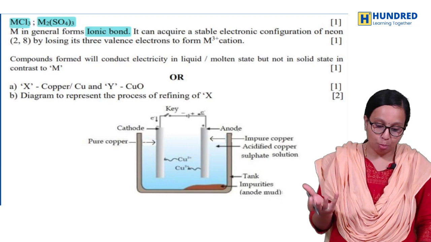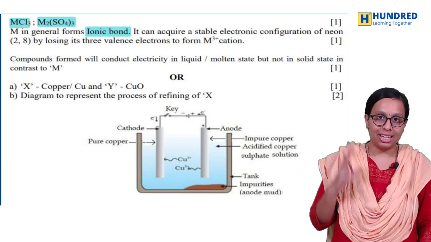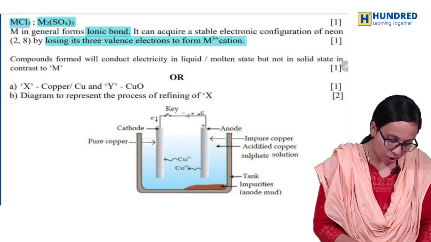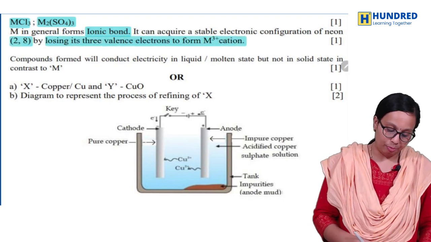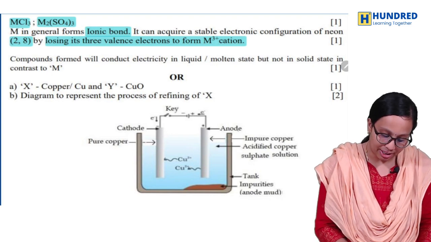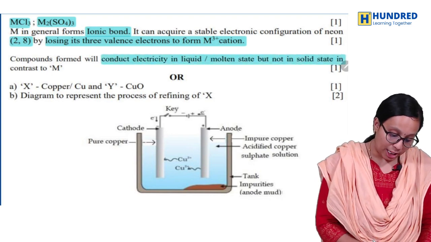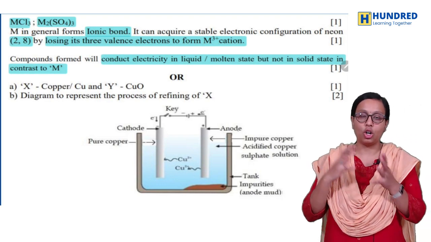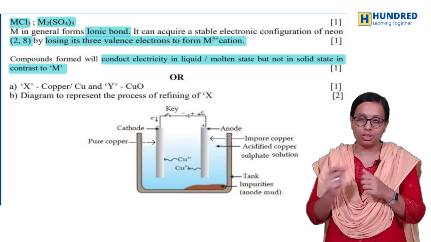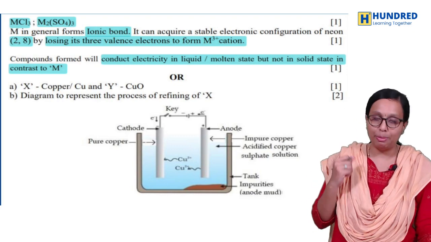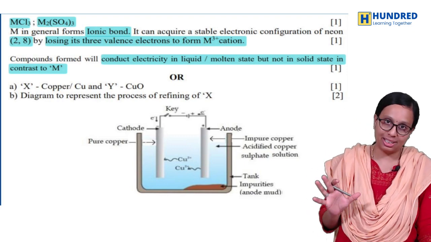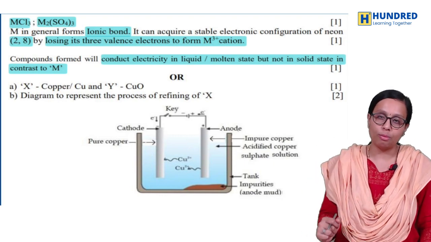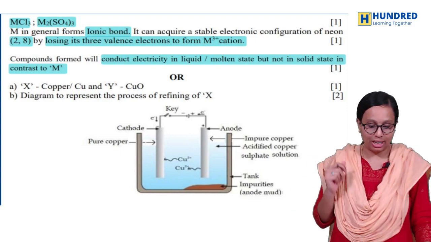It forms an ionic bond because it loses electrons and becomes stable. It will lose its 3 valence electrons to get a stable configuration. The compounds that form will conduct electricity in the liquid or molten state, but not in the solid state. Now we are comparing M with the compounds formed. The compounds formed will conduct electricity in the liquid or molten state, just opposite to M. M will conduct in the solid state, but the compound formed will conduct only in the liquid or molten state.